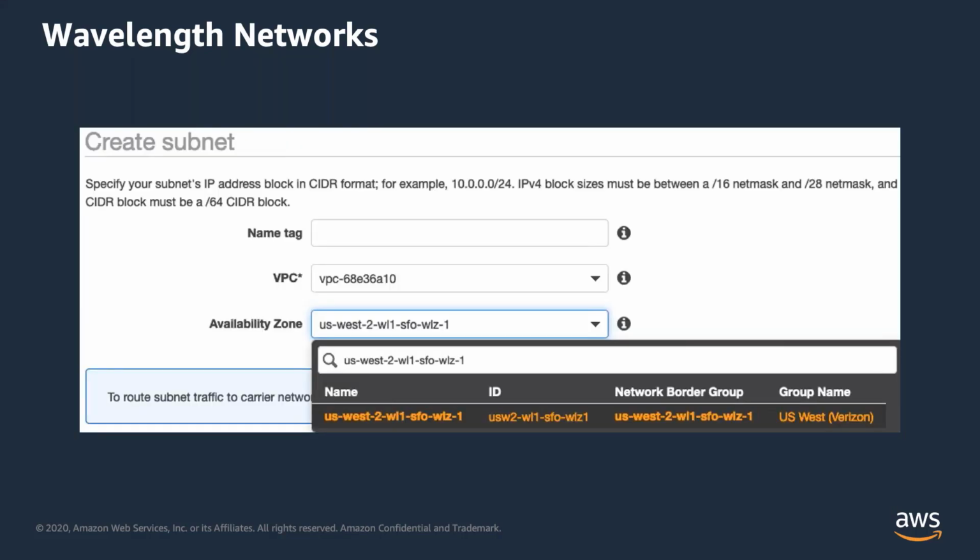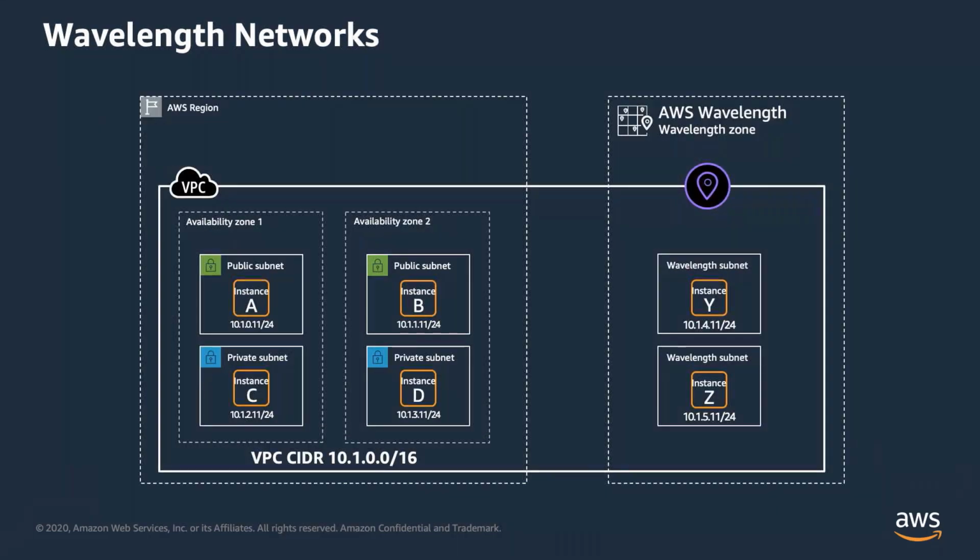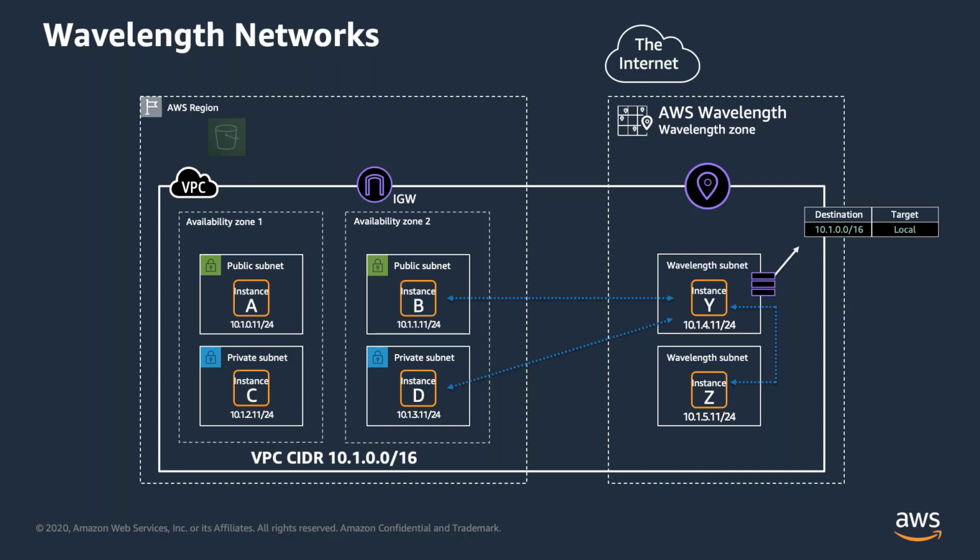As we see here in the console, you can create a subnet in a Wavelength Zone just like other subnets and specify the VPC and the CIDR range for the subnet. In this example, you can see that instance Y in the Wavelength Zone can connect to instances B, D, and Z over the local VPC network. Existing concepts like transit gateways and VPC peering continue to work, and you can use endpoints for services like S3.